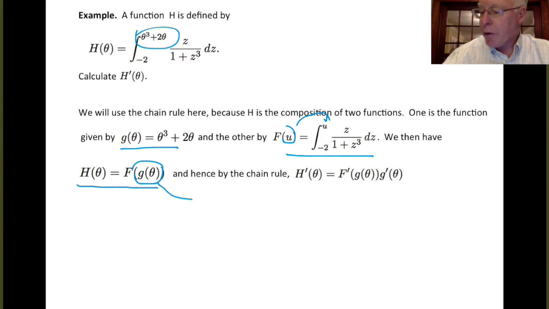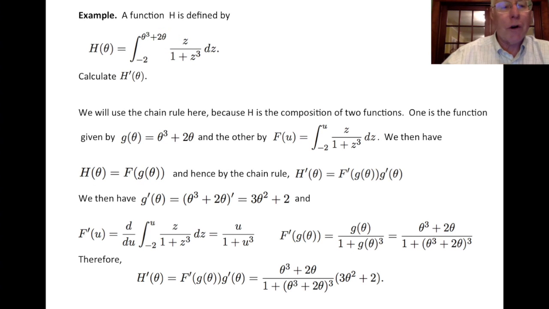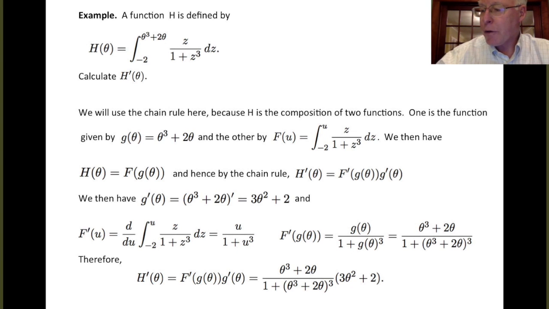Now when we see a structure like this, we can apply the chain rule. H prime of theta is going to be capital F prime of g of theta times g prime of theta. So if we can compute capital F prime and little g prime, we'll have it. Those aren't hard to get. Of course, the g prime is pretty easy, just a polynomial, no challenge there. So g prime of theta is 3 theta squared plus 2.